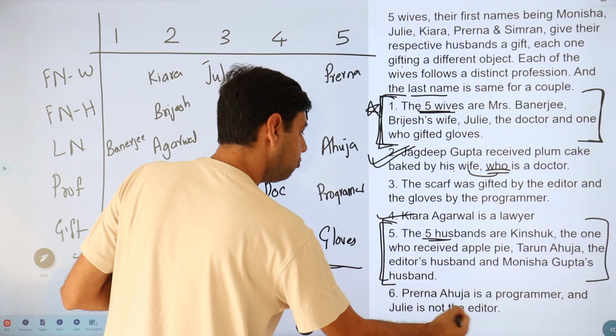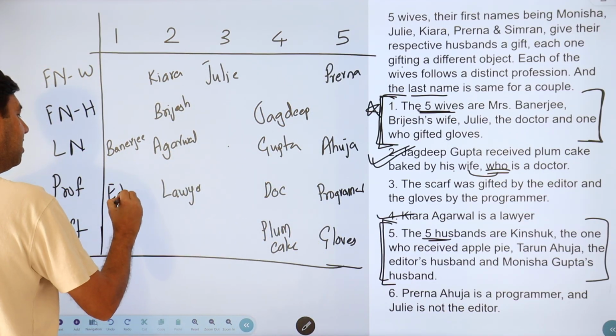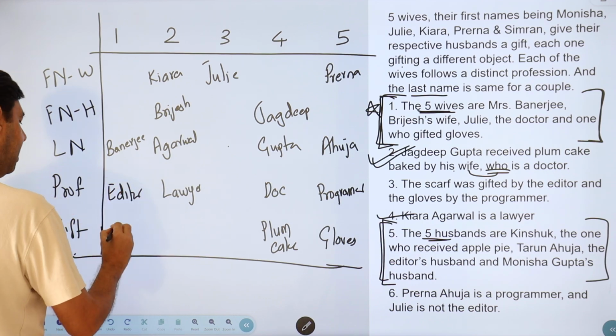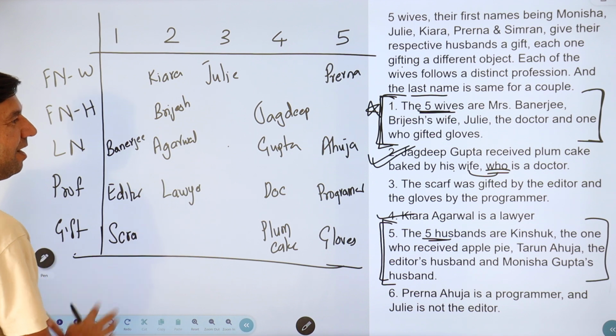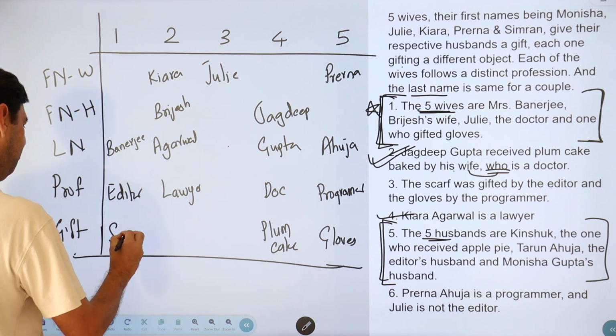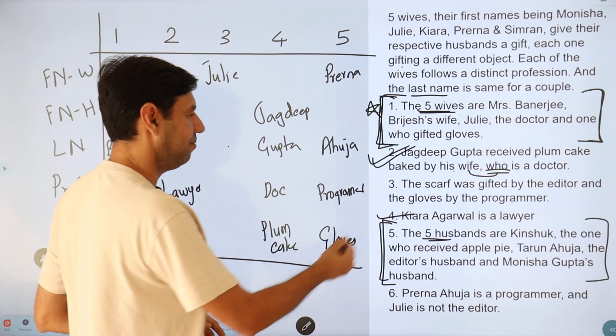Okay. And Julie is not the editor. Julie is not the editor, so this one has to be the editor. And if this is the editor, this has to be the scarf. Scarf, what is the spelling? Oops, S-C-A-R-F. Okay, good. So quite a bit thing is done.